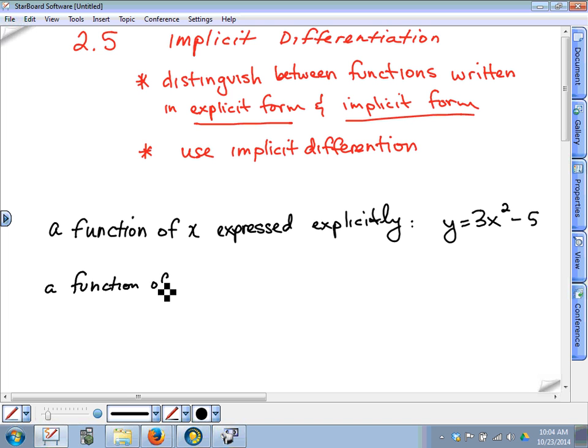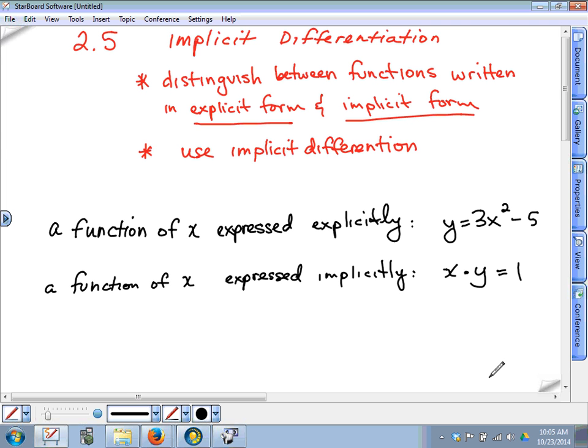A function of x expressed implicitly would be something like x times y equals 1. Now sometimes it's pretty easy to rearrange a few things to write it explicitly, but if we just left it like that, x times y equals 1, that would be considered the implicit form. It's a function of x expressed implicitly.